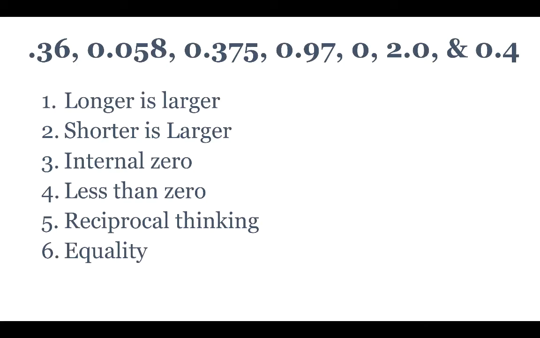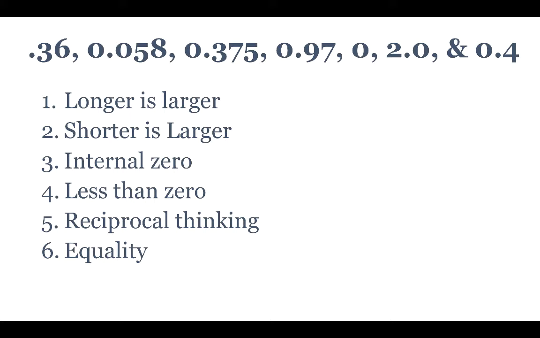All right, so let's take consideration of the following decimals, and let's put them in order from least to greatest. Now, in taking a look at that, there are several things to take into consideration for struggling learners and those with disabilities. And I'm going to basically focus in on 6 of these things: longer is larger, shorter is larger, internal 0, less than 0, reciprocal thinking, and equality. Now, let me break this down for you.